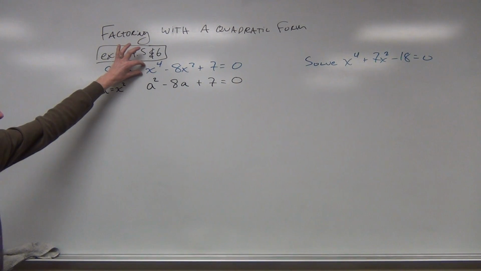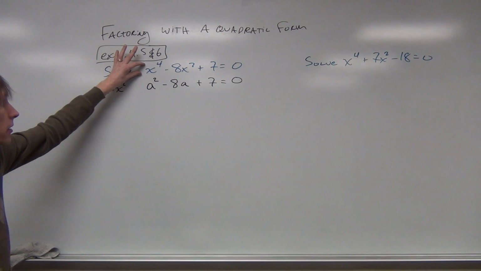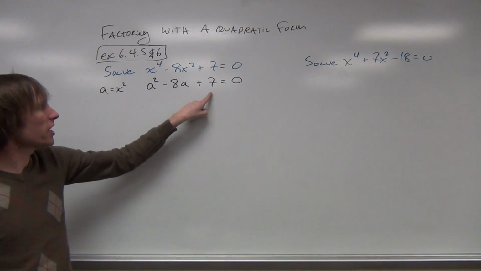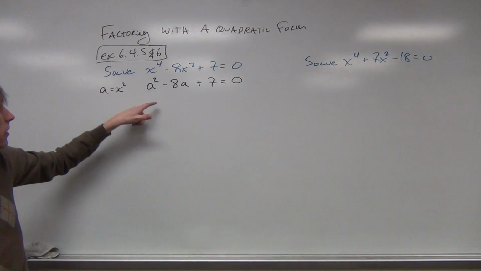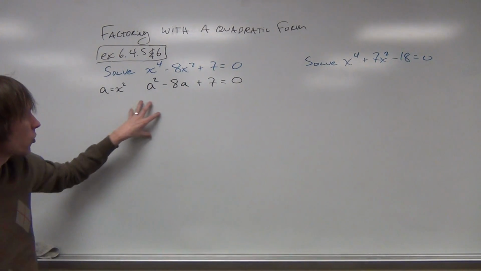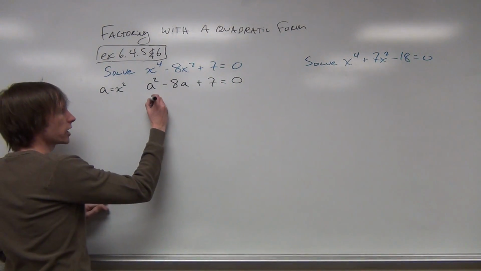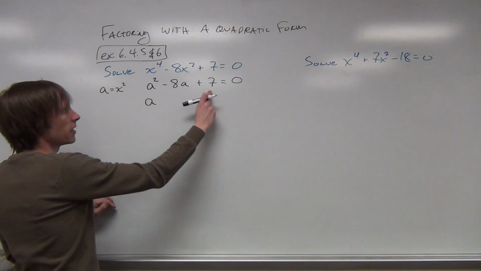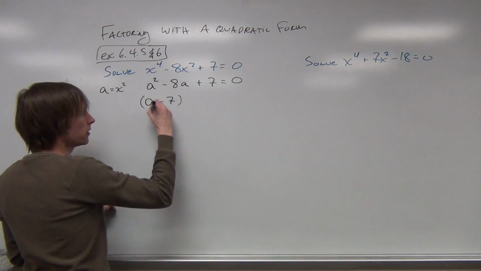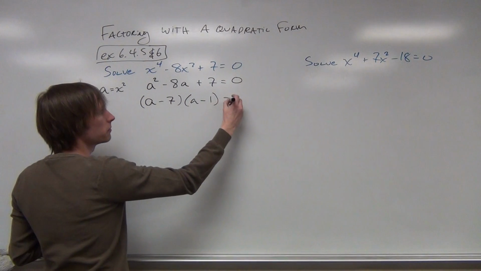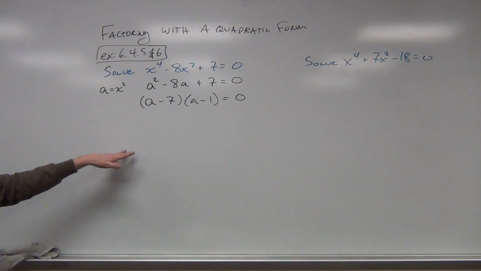Now, looking at this and trying to solve this equation, this probably looks a little bit complicated. But when I write this equation, you say, hey, we know how to solve quadratic equations. We've already done that back in chapter 5. So we're going to factor this just like we would in chapter 5. Factors of 7 that add up to negative 8 would be negative 7 and negative 1. And we can solve those equations.